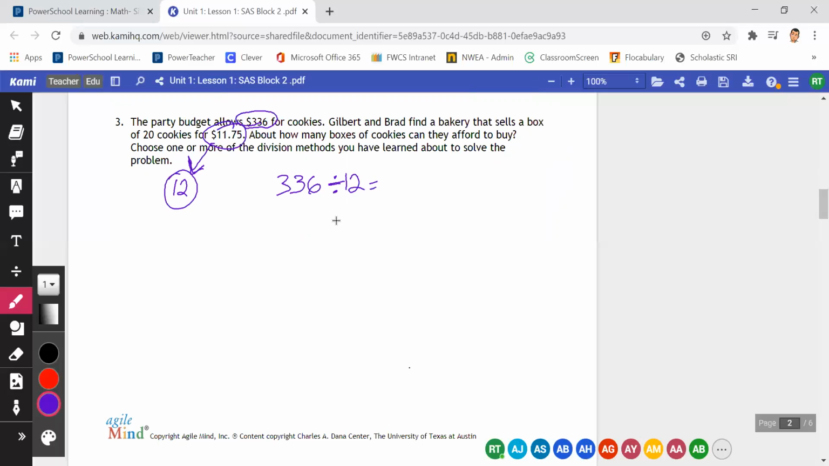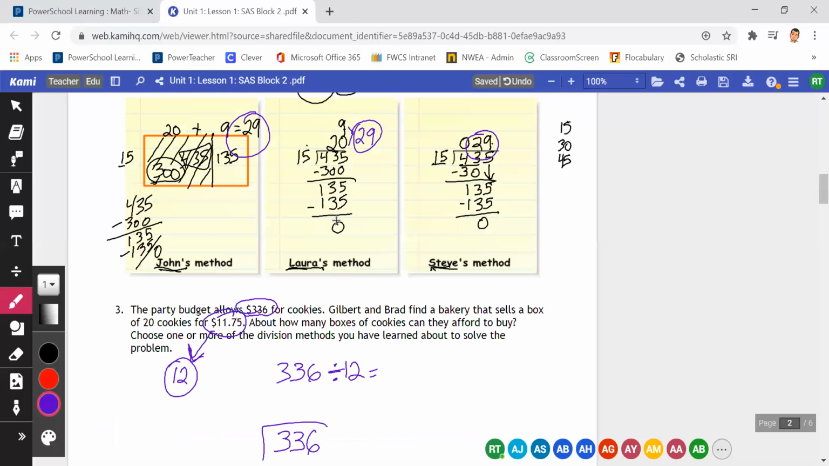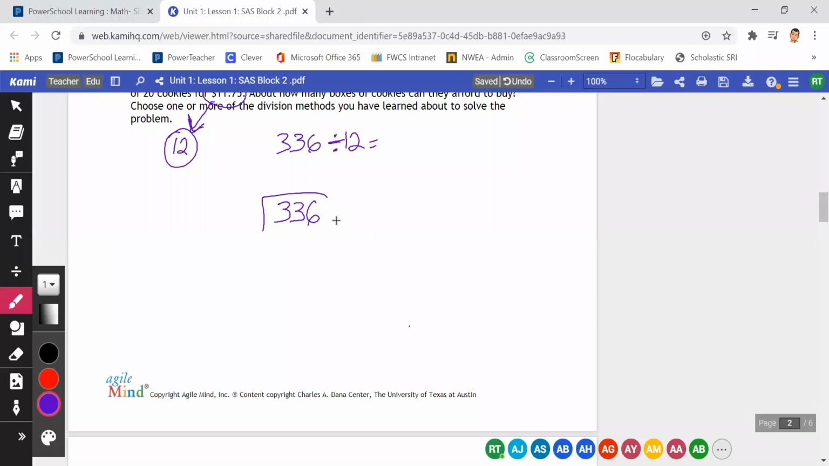And that's going to give me a quotient. So I think I'm going to solve this using my partial quotients again. So 336. And up here, that would be Laura's method. So I'm using Laura's method. I'm dividing by 12. So I want to think about 12 times 10. That's going to be 120. 12 times 20 is going to be 240. 12 times 30 is going to be 360, which I know is too much now. So I'm going to focus on 12 times 20.